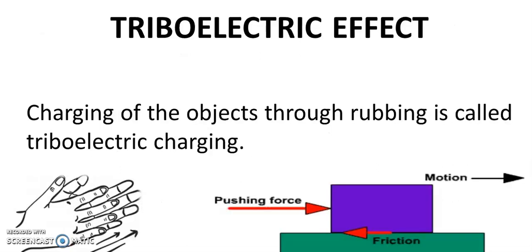Now let us see what the triboelectric effect is. Charging of objects through rubbing is called the triboelectric effect. So in this chapter we will see how an object is charged through friction. That is what they call the triboelectric effect.